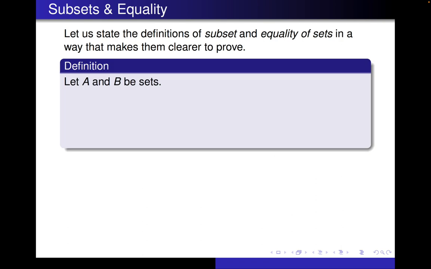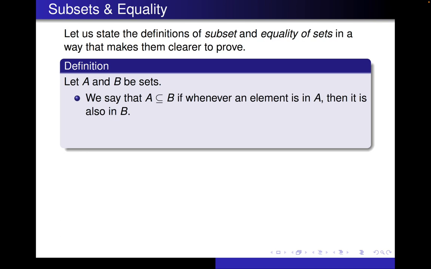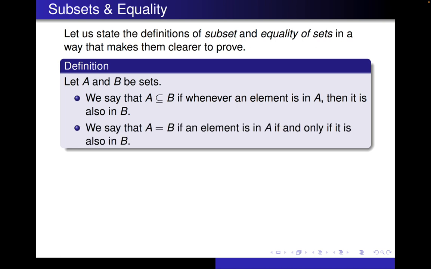So let's suppose that A and B are sets. We say that A is a subset of B if whenever an element is in A, then it is also an element of B. And we say that A is equal to B if an element is in A if and only if it is also in B. So if you look at the definition of a subset, you can kind of see the if-then. Whenever an element is in A is kind of the if part, then it is also in B. And then the set equality is an if and only if statement.